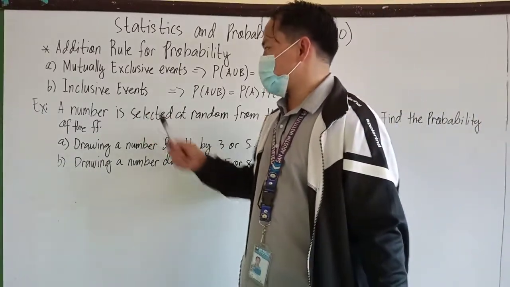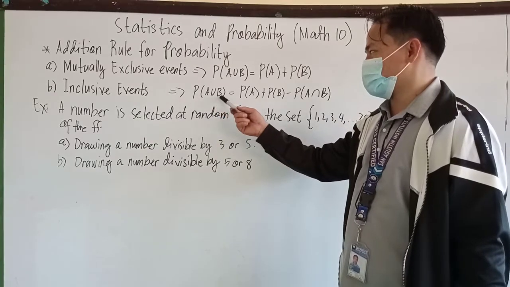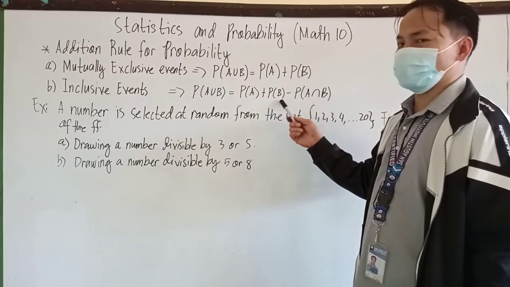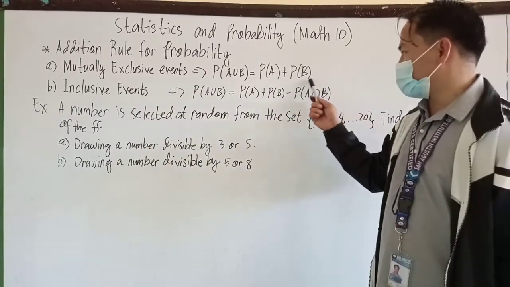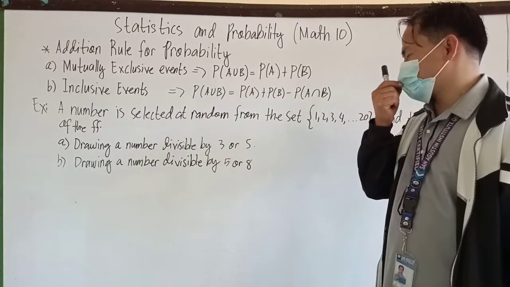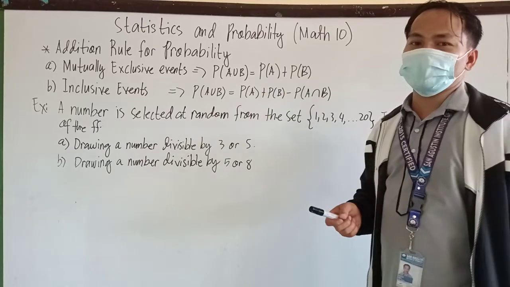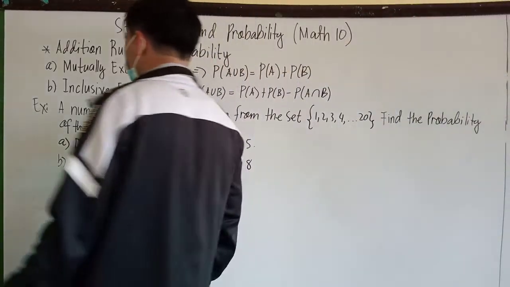Letter B, inclusive events. Here, probability of A union B is equal to probability of A plus probability of B minus probability of A intersection B. This probability of A intersection B means that the outcomes in A and B have common elements. Okay? So let us have this example.